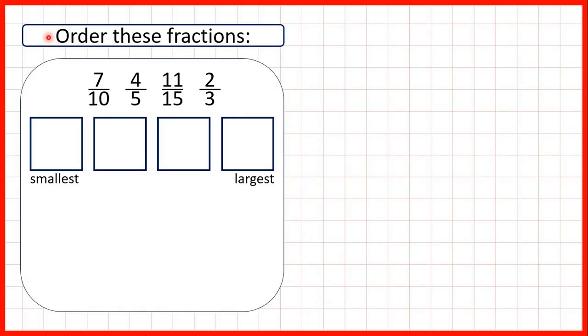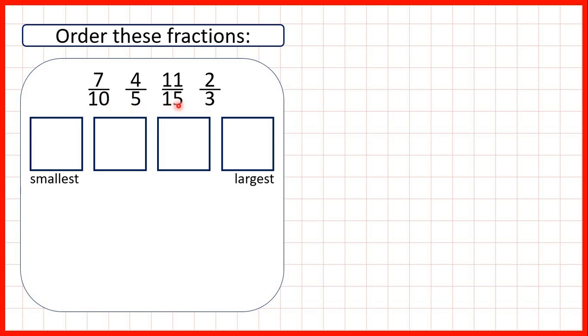We need to order these fractions. So we have 7/10, 4/5, 11/15 and 2/3. Now we know that it's easier to compare or order fractions if the denominators are the same.